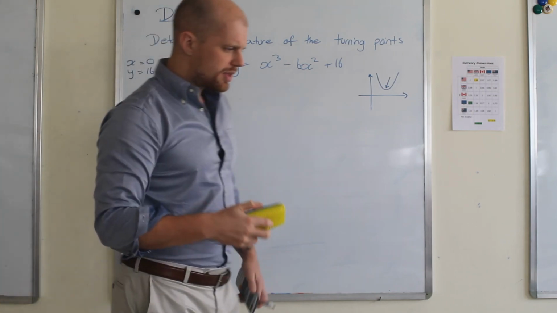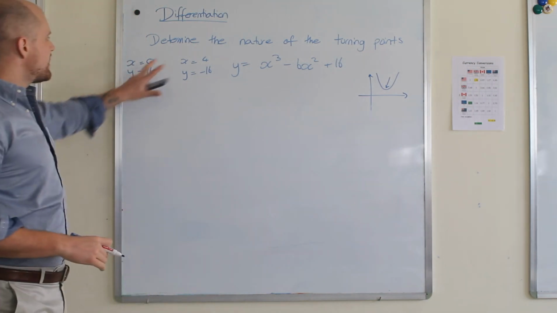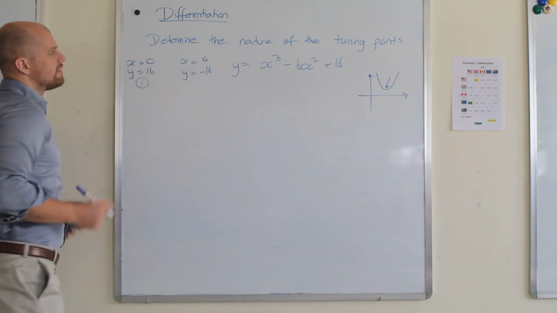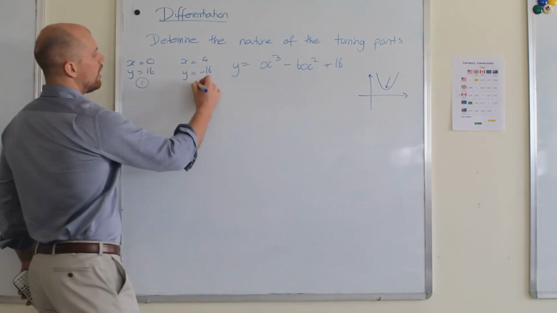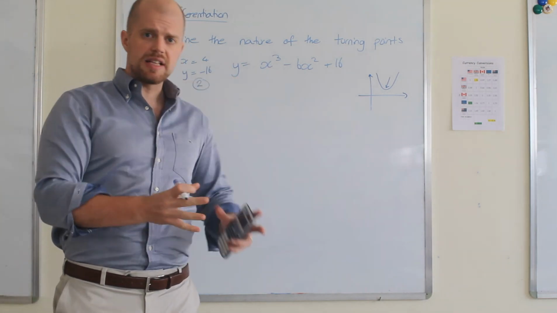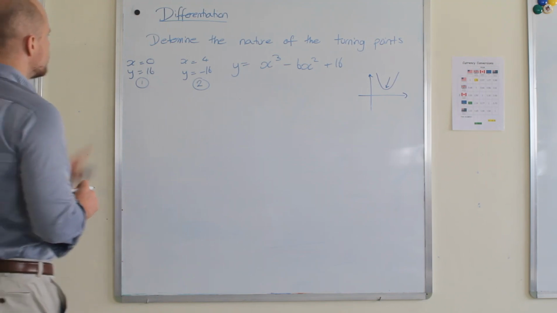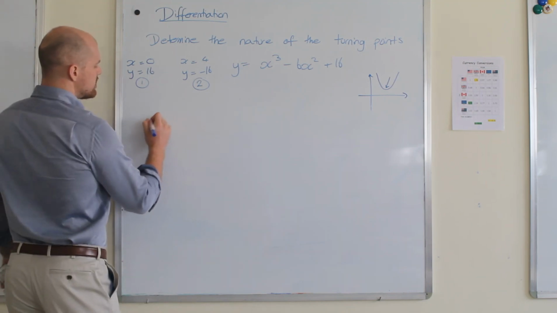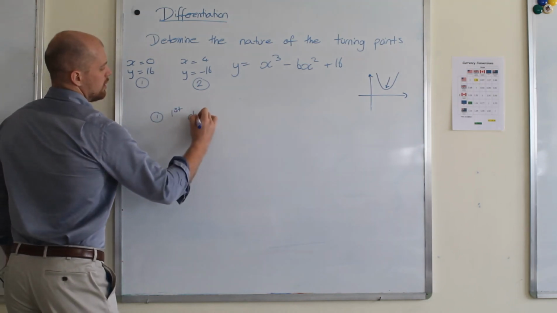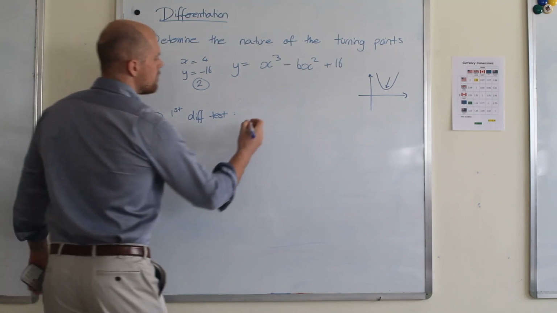Now I can either use the first or the second differential test to determine the nature of these turning points. For the first one, I'm going to use the first differential test. For the second one, I'll use the second differential test. If the question in the exam says use just one of the tests for both of them, you have to just do what the question says. Okay? Now, for number 1, we're going to use the first differential test.